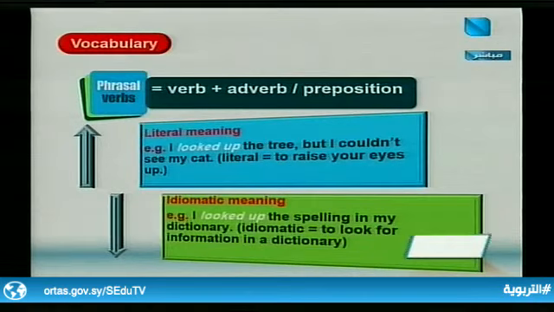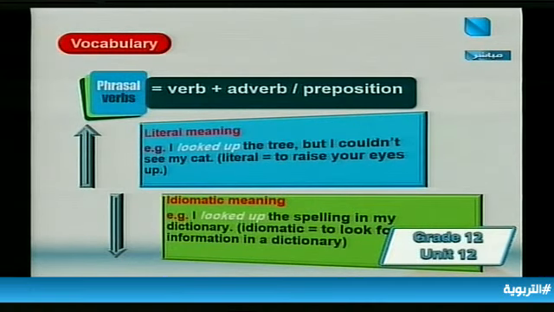We need a dictionary, actually, all the time, to check the meaning of the phrasal verb. So now we have an example of an idiomatic phrasal verb: I looked up the spelling in my dictionary. It means to look for information in a dictionary.